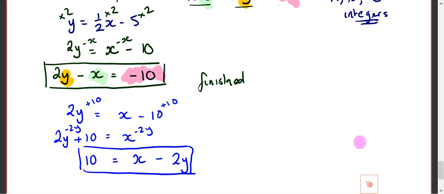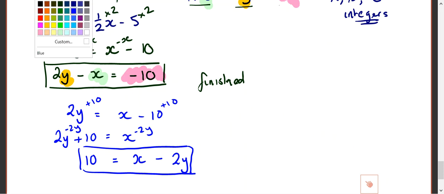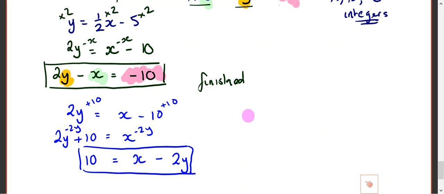Yeah, it is. So just to show you, that 2y minus x equals negative 10 and 10 equals x minus 2y is the same thing. Right? We've just put the focus on one side of the equals or the other. Either is absolutely fine. But if you're checking answers in the back of the maths book, for instance, they'll have one or the other, and you might go, oh, therefore I've got it wrong. But you need to be aware.